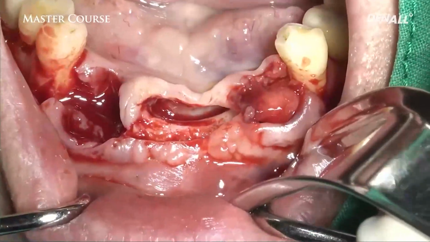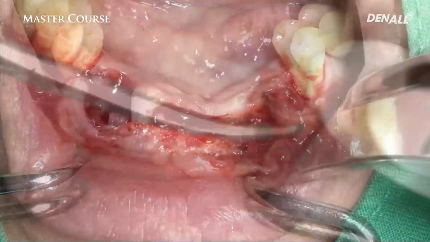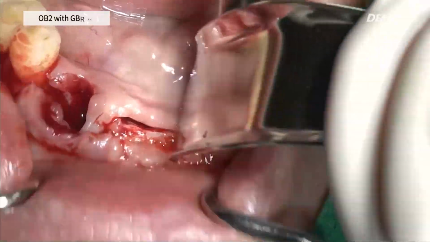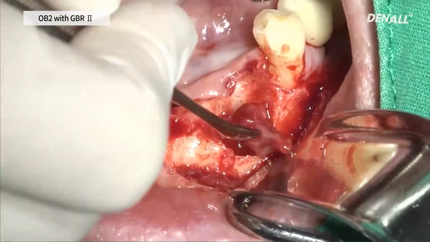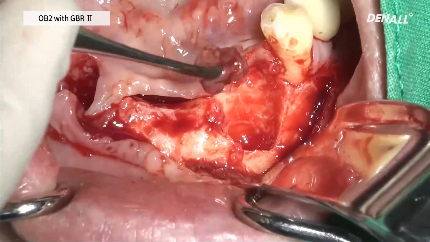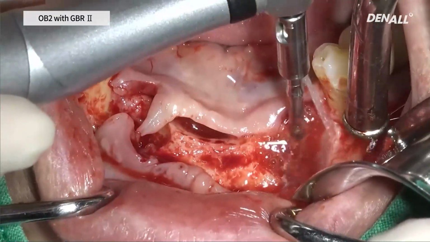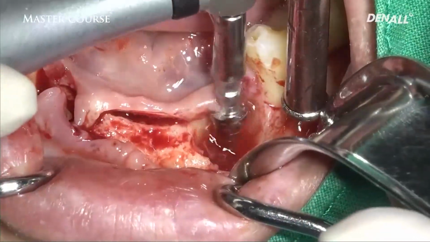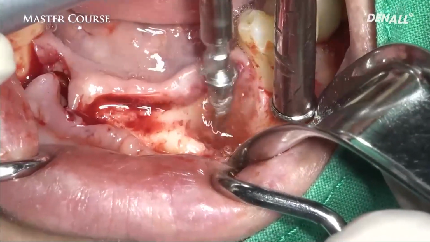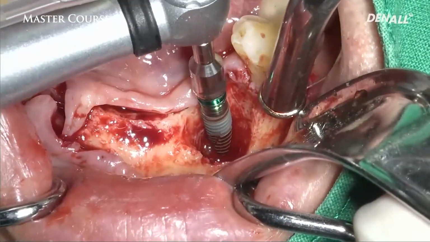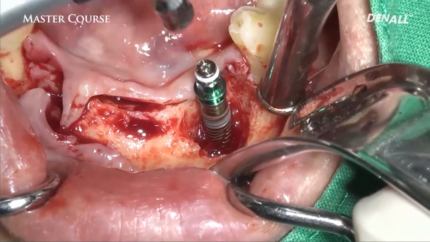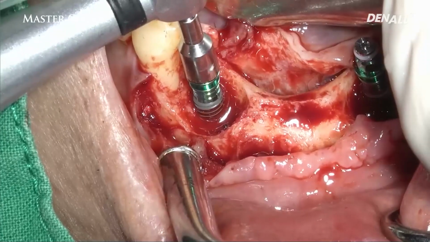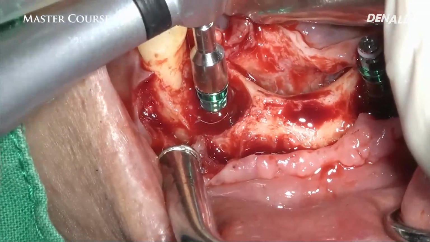Flap was detached, granulation tissue was removed thoroughly. In number 33, there were extensive amount of granulation tissue and they were removed. Drilling was done. Taper kit was used. 4.0 by 13 millimeter implants were used on both sides on number 3.